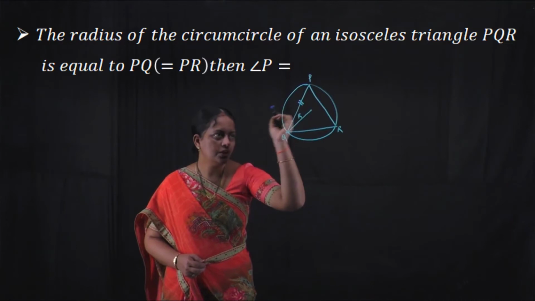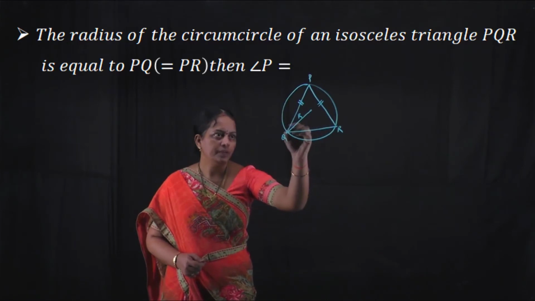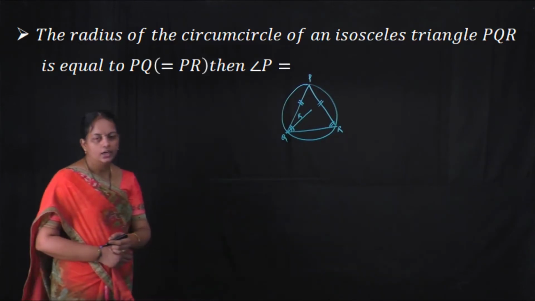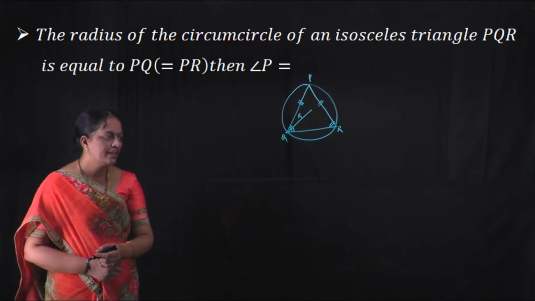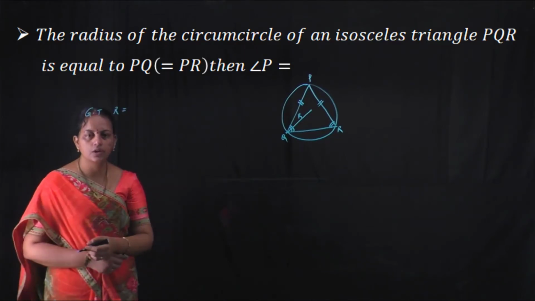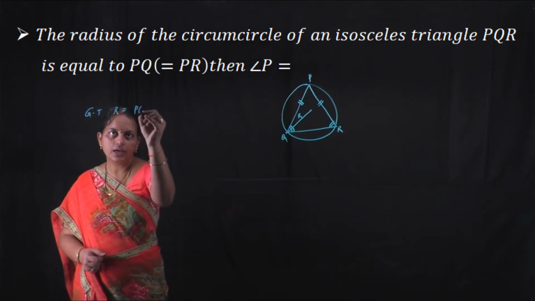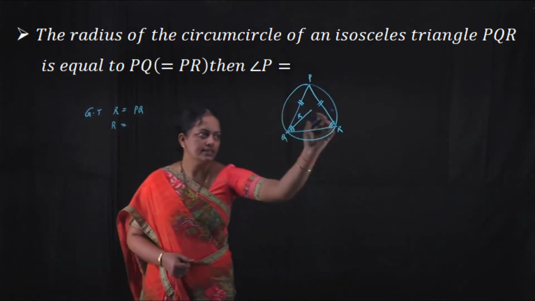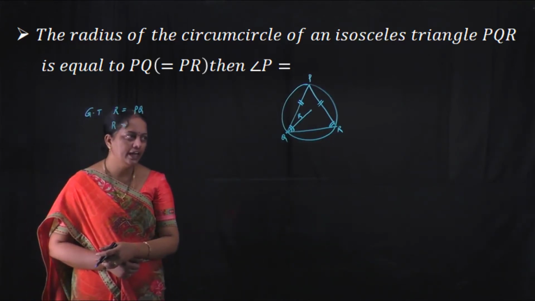Here triangle PQR is isosceles and we are given that PQ equals PR. If PQ equals PR, then angle Q is equal to angle R. We are given that the radius of the circumcircle, that means capital R, is equal to PQ or PR. Suppose we take capital R equal to PQ, which is the side opposite to angle R.